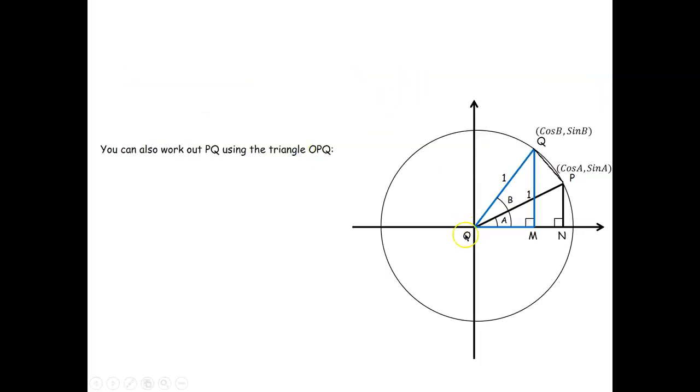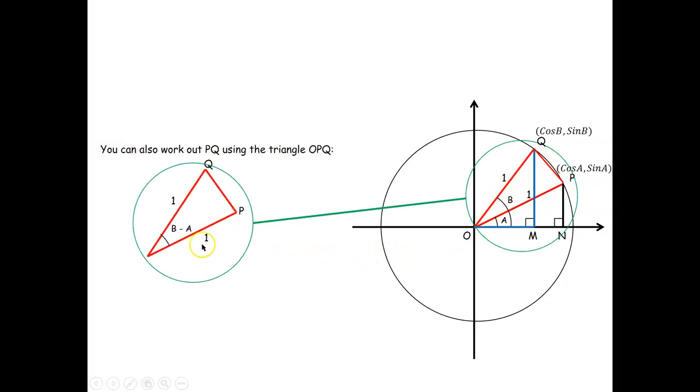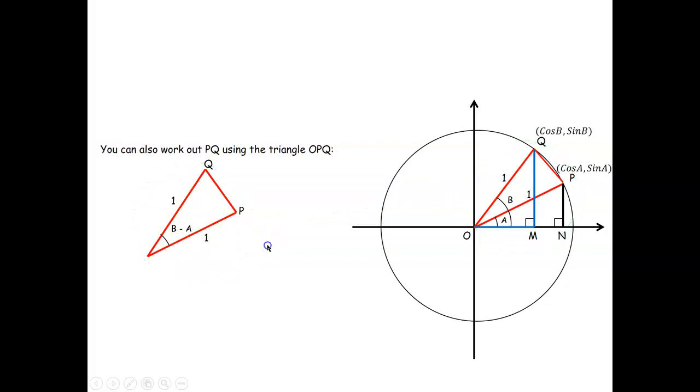Now, I can also look at this triangle OPQ. The angle here is B minus A, the angle B minus the angle A. Both of the side lengths for OQ and OP are 1 because they're on the unit circle. They're the radii of the unit circle. And so, using my cosine rule, I can substitute in my values to get PQ squared equals 1 squared plus 1 squared minus 2 times 1 cos (B minus A).